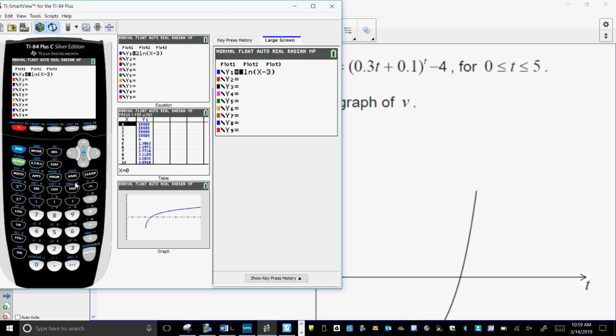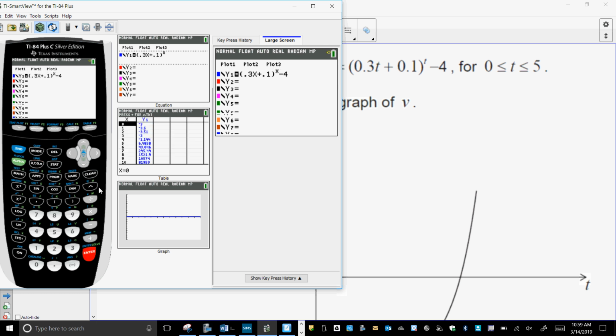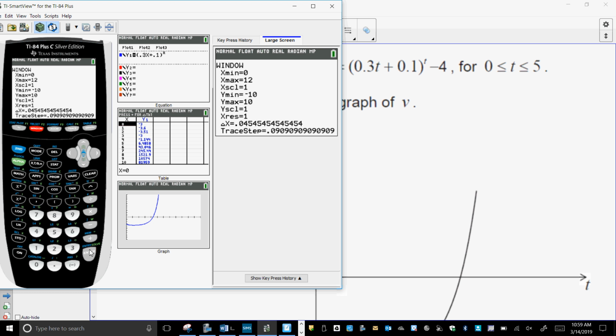So we've got bracket 0.3t plus 0.1 close brackets to the power t minus 4. Okay, that goes between 0 and 5, so you can change this to 5 and graph it.